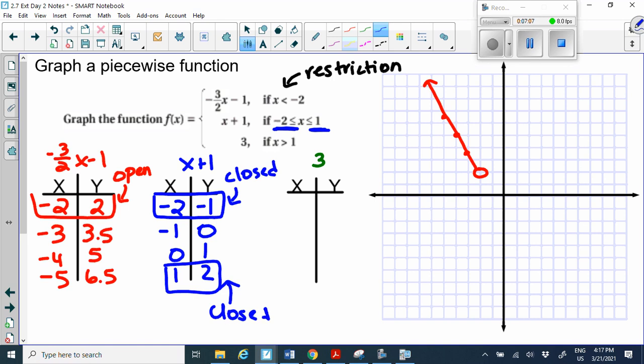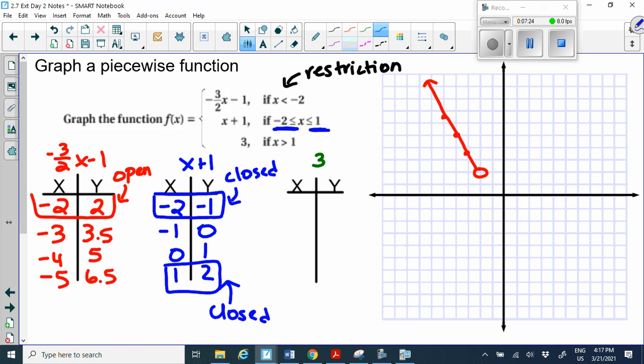Now, just to let you know, when you have two parts, doesn't mean that both of them are going to have an equal bar. One could have an equal bar and the other one doesn't. Both of them might not have equal bars. It just depends on the piecewise function. So now we're going to go ahead and plot these.